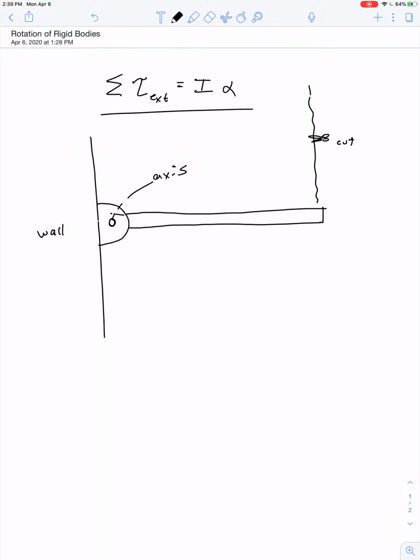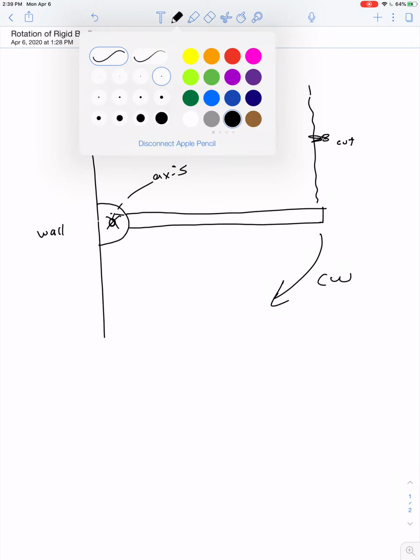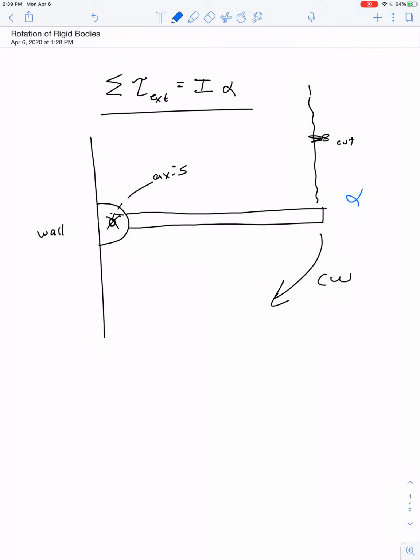Well, it doesn't, of course, the whole thing does not fall and translate downward. It's going to rotate in a clockwise direction about this axis. So the question goes something like this. What's the angular acceleration of the system? And what's the linear acceleration?